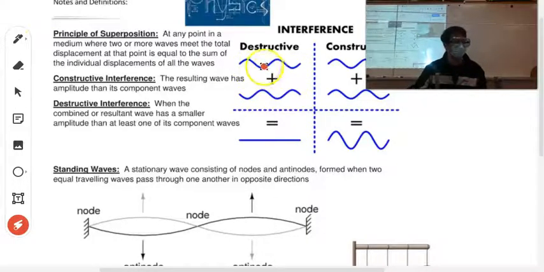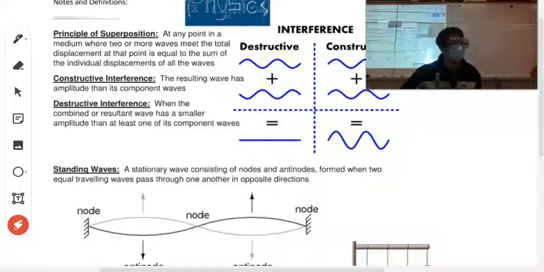If we have the opposite, where a crest meets a trough, they line up and you get a positive amplitude and a negative amplitude. They add to something that is close to zero. So once again, if you have a crest meeting a trough, positive amplitude and a negative amplitude, those will add to close to zero. If they're the same amplitudes, the magnitudes, then it will add to zero. This is called destructive interference.